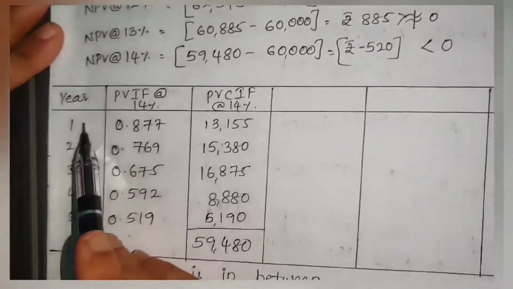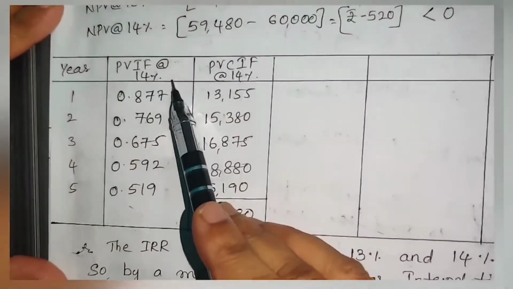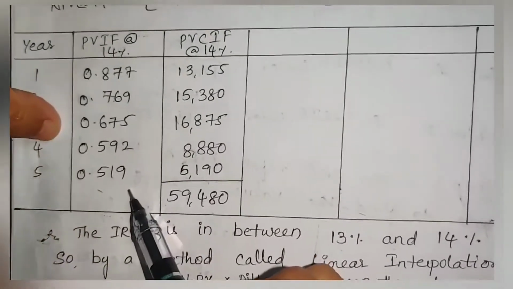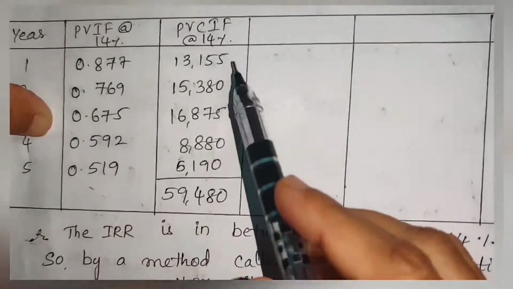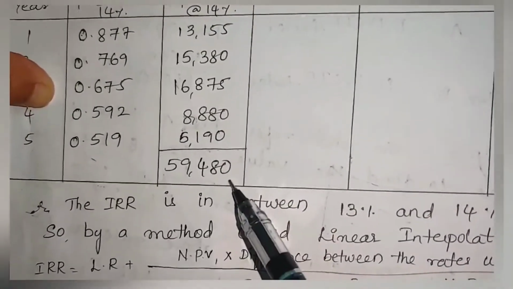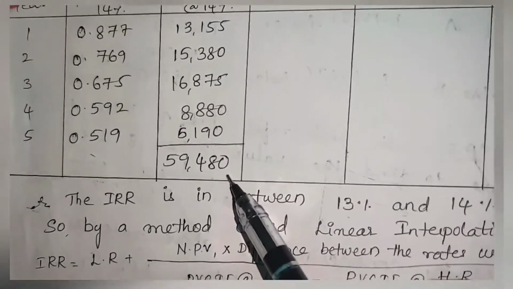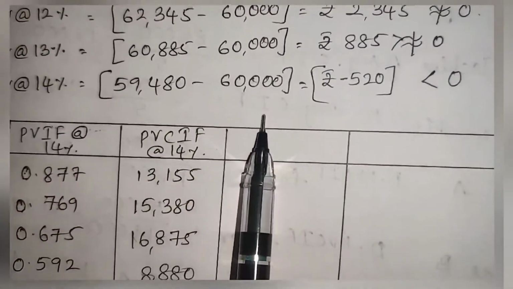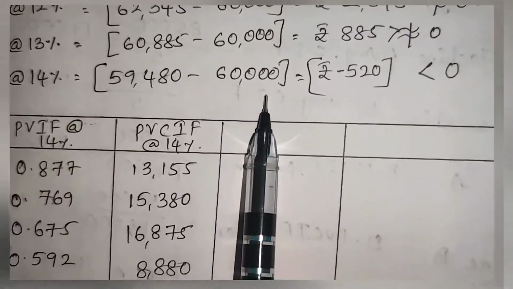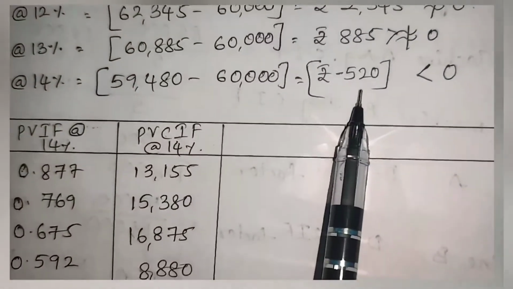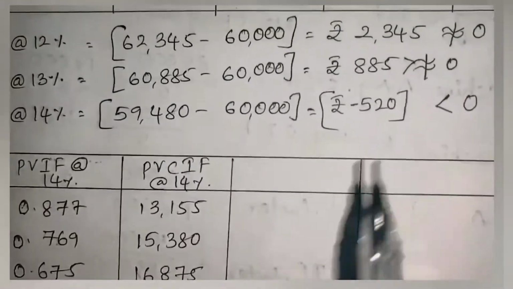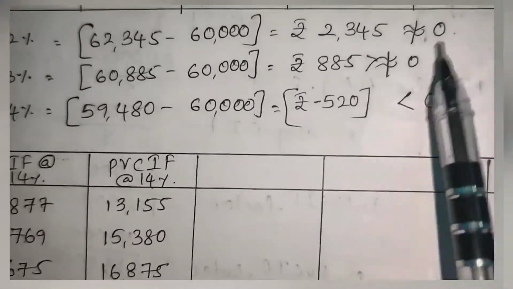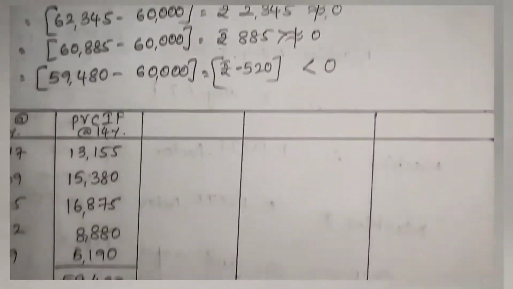So here, PVIF at the rate of 14%, table values are this. So table values into cash inflows, by multiplying them I got 59,480. So NPV at 14% is equal to 59,480 minus 60,000, which means we got the figure in negative values, which is less than 0. So this is giving an indication that for the NPV to get 0, the rate should be in between 13% and 14%.